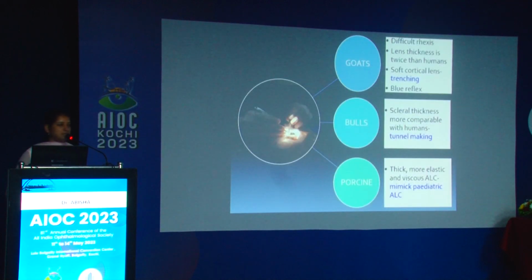Coming to the surgical anatomy of the goat's eye, for a beginner, usually the rhexis is a little bit difficult in a goat's eye, since the lens thickness is twice that of humans and it is a soft cortical lens, which can be used for trenching in phaco. And there is a blue reflex rather than the red reflex in humans. In the bull's eye anatomy, the scleral thickness is more comparable with that of humans, which will make tunnel making perfect. In the porcine eye, the anterior lens capsule mimics the pediatric ALC, which is thick, more elastic and viscous.